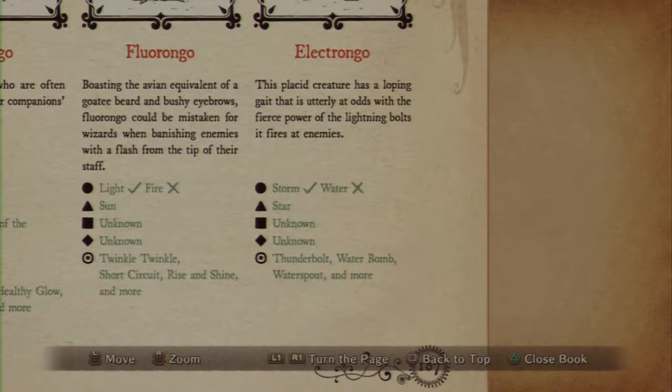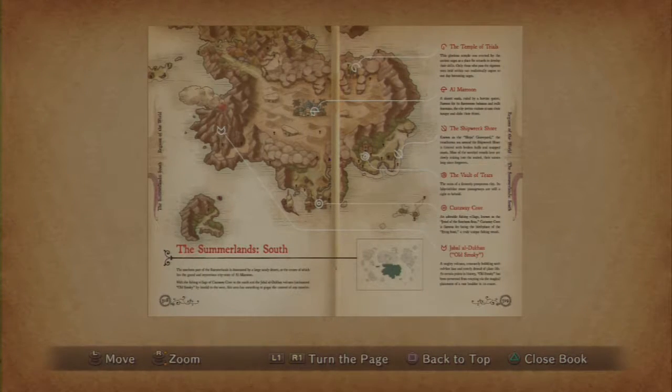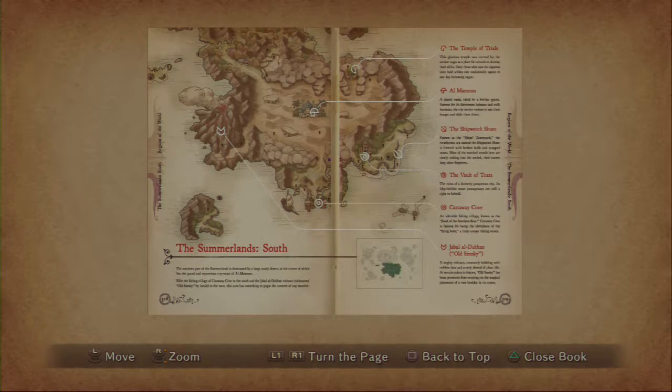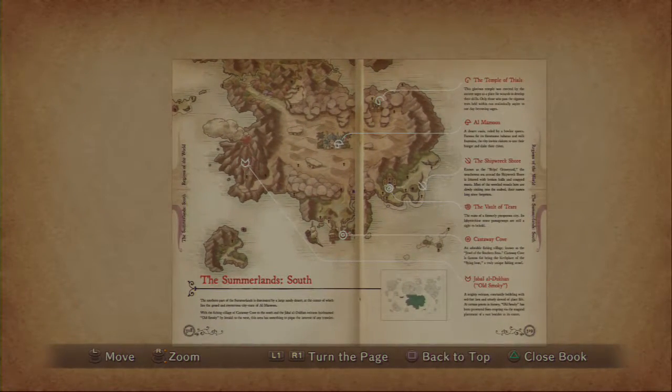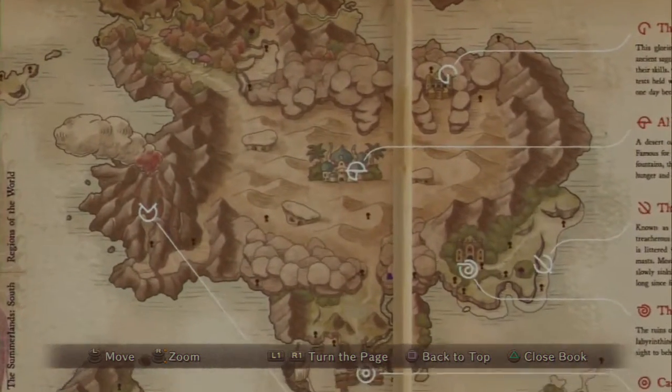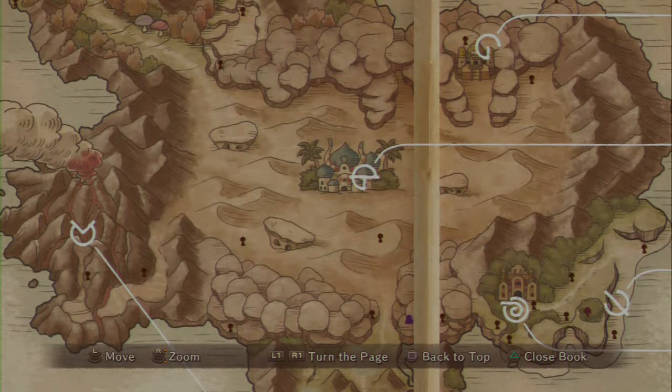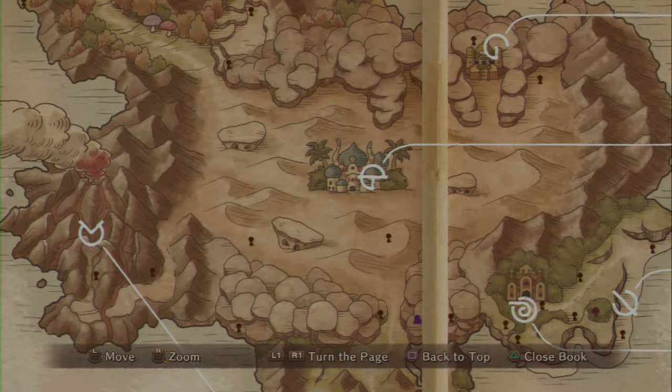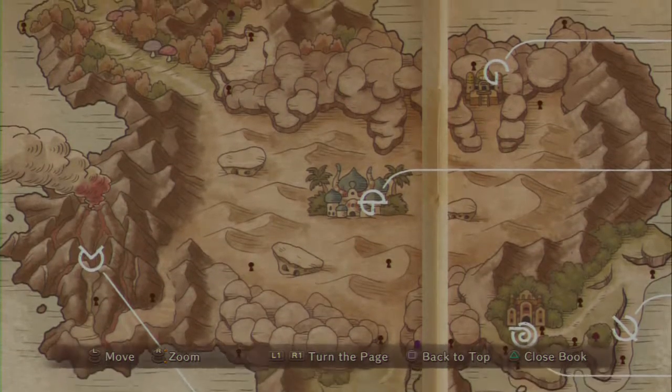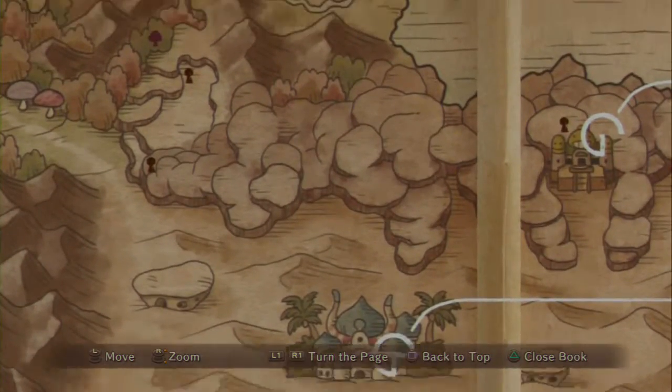Next, we will cover the Summerlands and a bit more info about them. Ladies and gentlemen, I give you the Summerlands South. Before we get into the reading, I would like to just point out, if we zoom in a little bit, here is the Shimmering Sands and all the areas we can currently get to. You'll notice the desert doesn't really have that many spots you can draw from, with most of them being on plateaus that we can't reach.